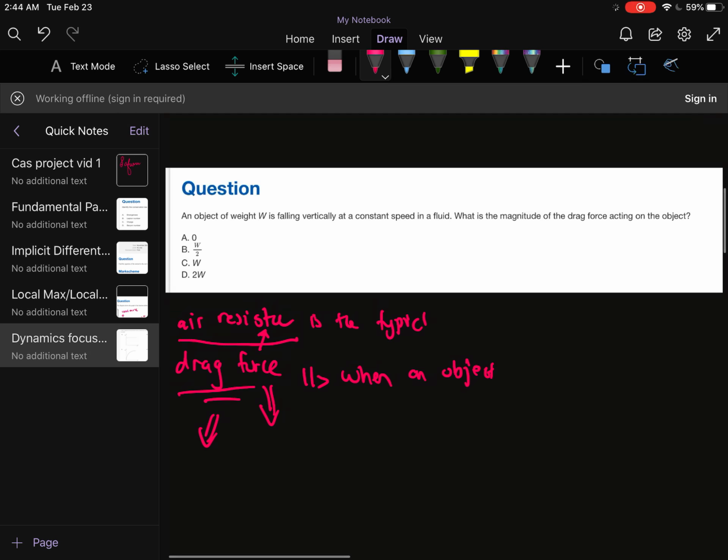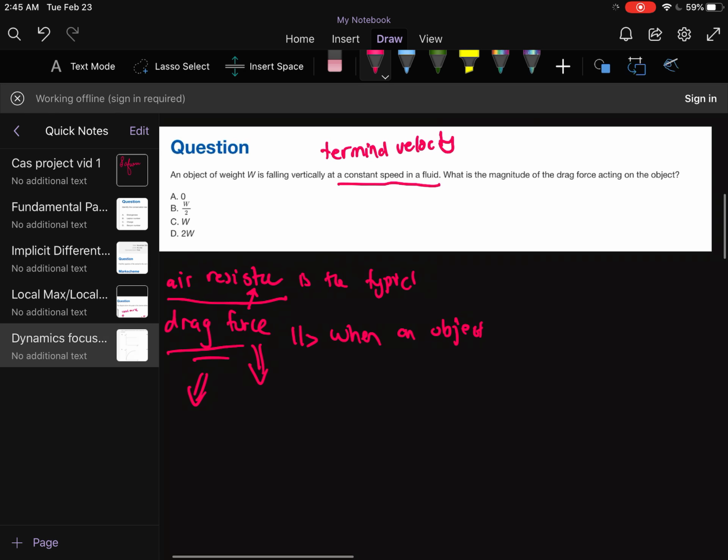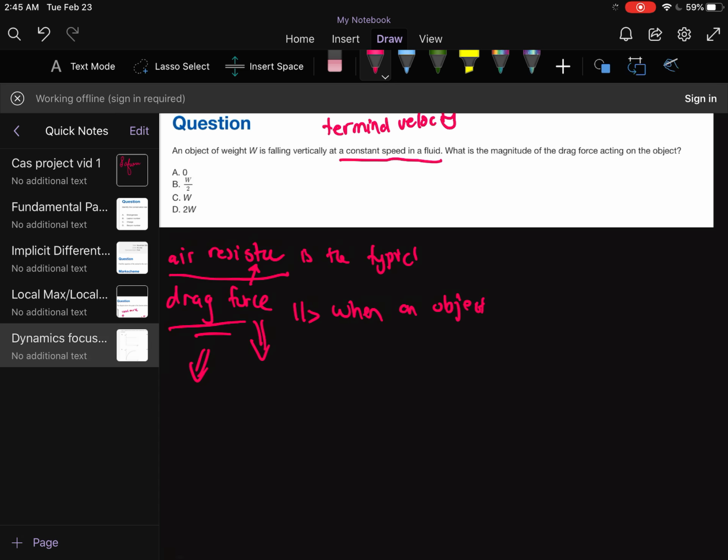So the question is asking, an object of weight W is falling vertically at constant speed. That probably should tell you that it's already hit terminal velocity. And then the question is asking, what is the magnitude of the drag force acting on the object? So we've literally gone over this. I know that I didn't want to sound condescending, but we've just gone over this.